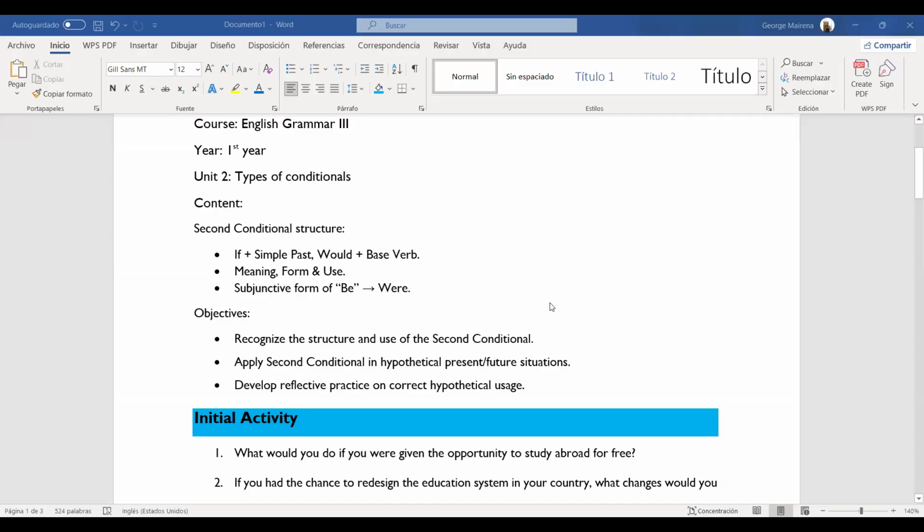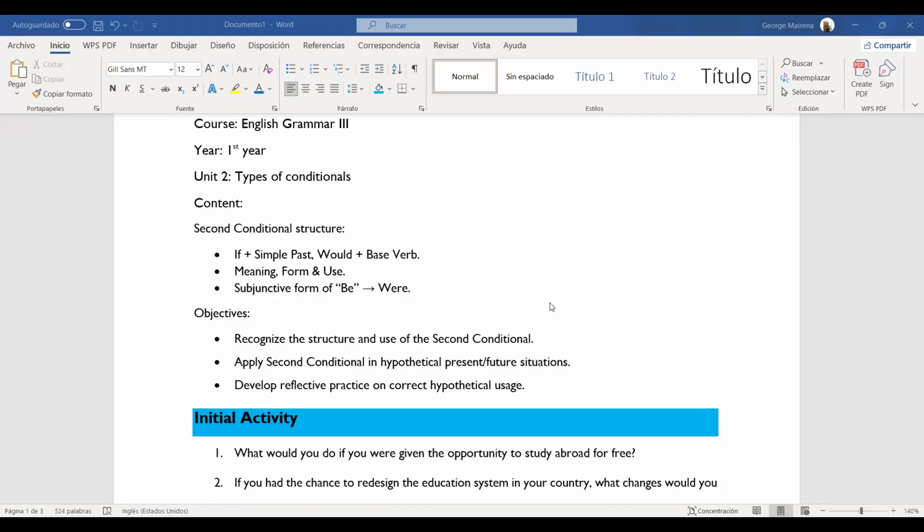Okay, we're gonna start introducing the class of today. So this is related to unit number 2, which is types of conditionals. Remember that in the previous class we were discussing the first conditional, right? The usage, the meaning, and the form. In this session, we're gonna discuss the second conditional, okay? So we're going to see the structure that this conditional uses, its meaning, its form, its use, and the subjunctive form of verb be.